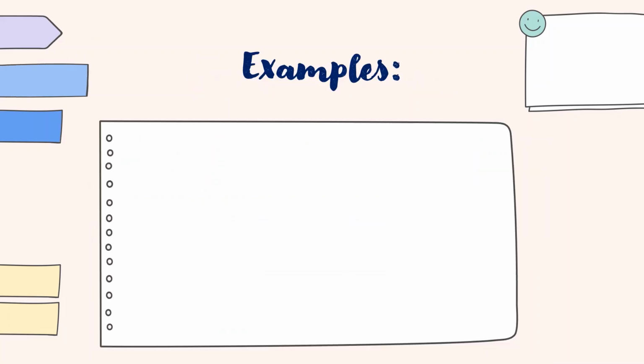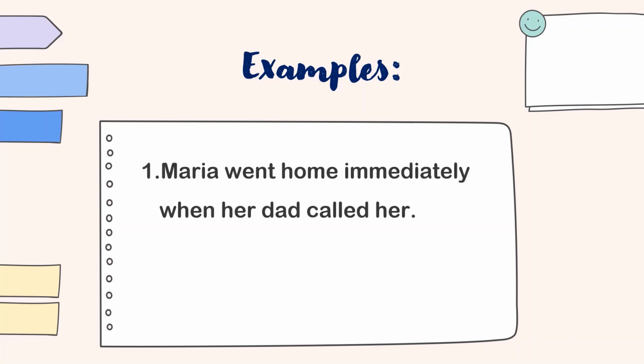Let's study the following sentences. Number 1, Maria went home immediately when her dad called her. Immediately is the adverb in the sentence. It modifies the verb went because it tells us how Maria went home when her dad called her. How did Maria go home when her dad called her? Very good. She went home immediately.